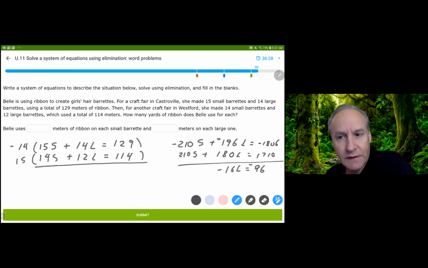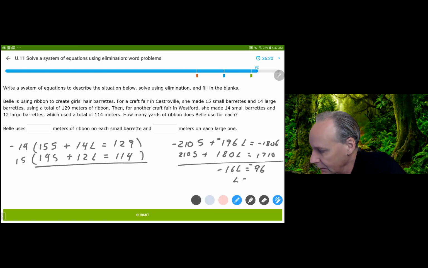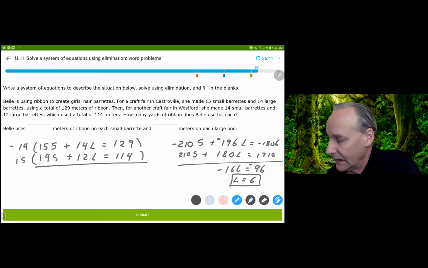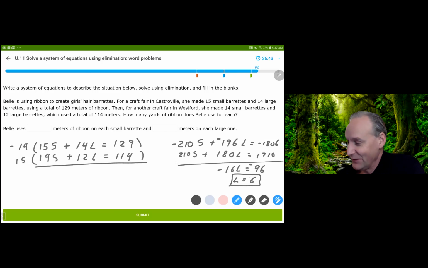Dividing by negative 16 on both sides gives us 6. So L is equal to 6 meters. And we can use any of the equations. By the way, if you're really crazy, you could use this one, or even worse yet, this one. But of course, we want to use one of the original equations if we can. So it doesn't matter which one.